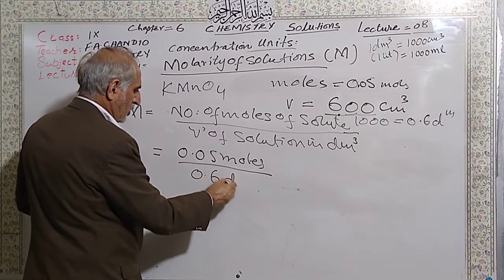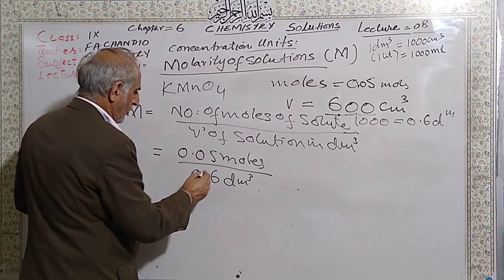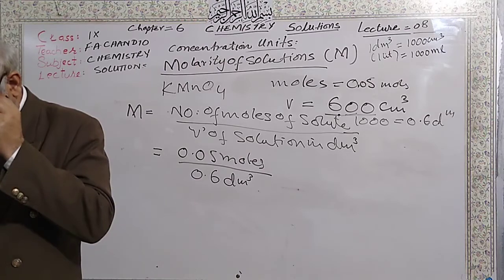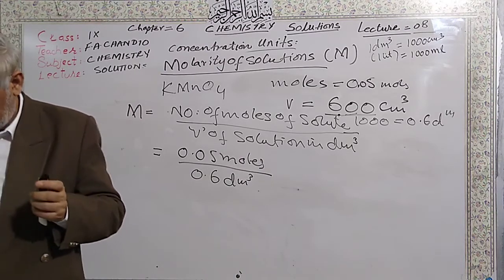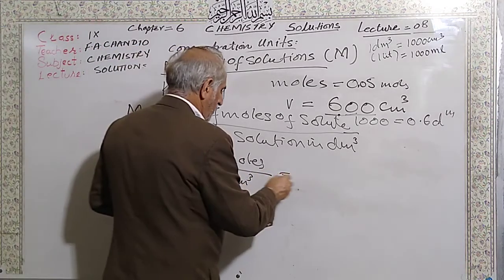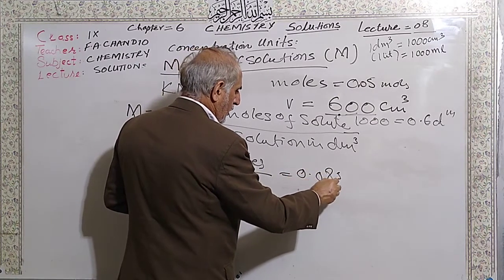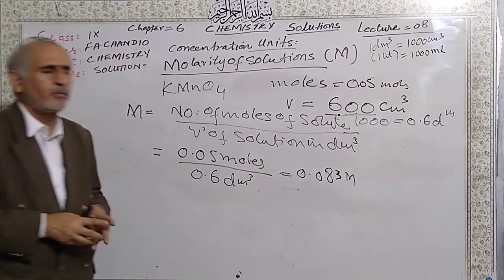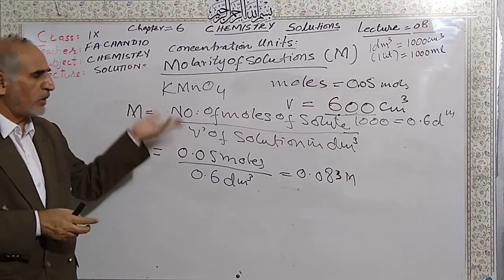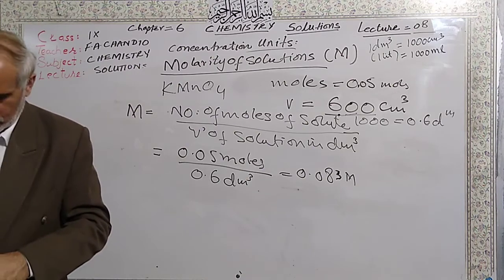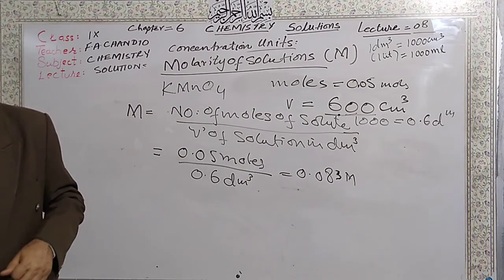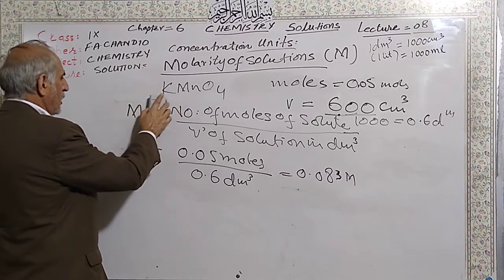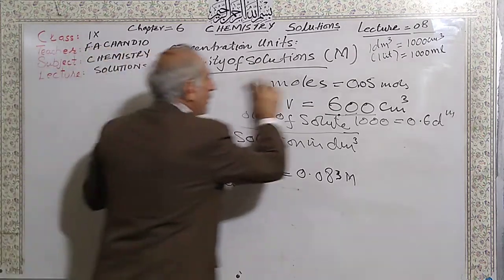So divide by 0.6 decimeter cube. If you divide, you will get the answer. The answer is 0.083 M. This is your answer. Very simple. Apply the formula. This is example number 6.1. Now, maybe many numericals are given. I will just explain which are different.